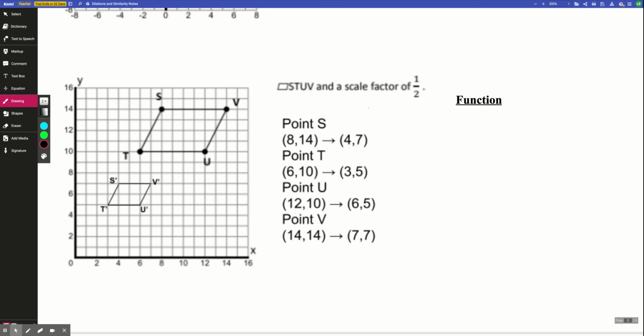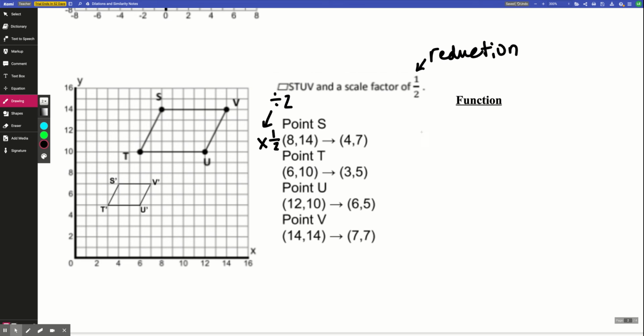Okay, so since this is a scale factor of 1/2, this is a reduction. I'm going to make this shape smaller, which you can see in the image. So I have my original coordinate points, and I multiplied by 1/2. Remember that multiplying by 1/2 is the same as dividing by 2. Same thing, okay? So I took all of my coordinate points and cut them in half in order to get my new coordinate points.